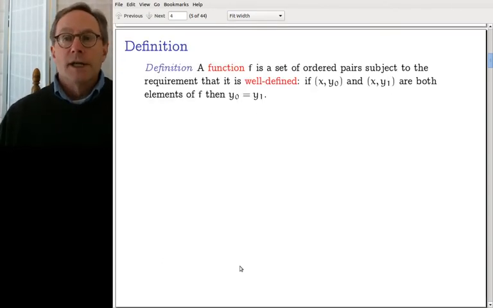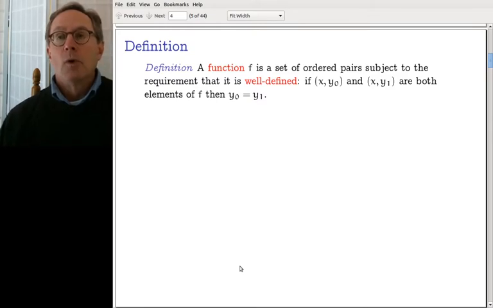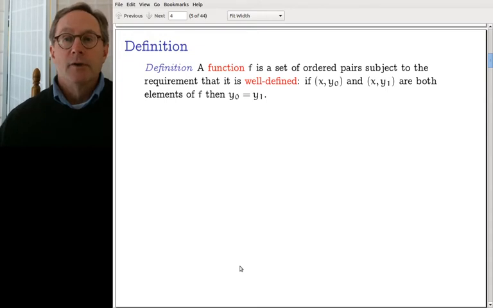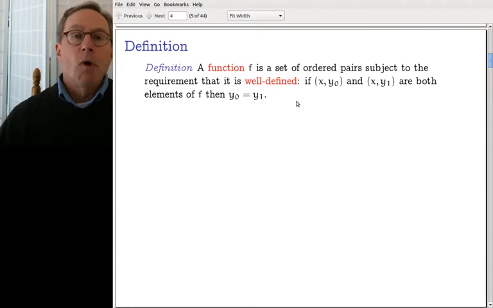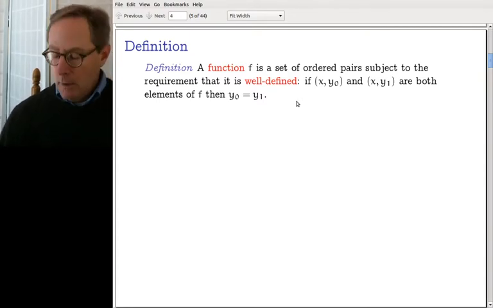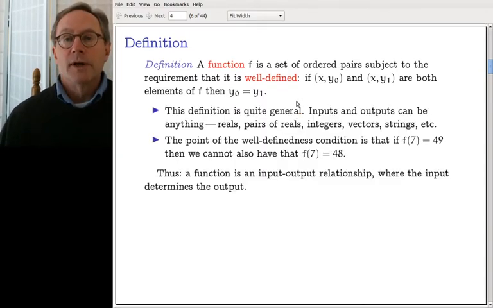So a function is a set of ordered pairs. It doesn't say a set of ordered pairs given by a formula. It says a set of ordered pairs, input, comma, output. Now, the ordered pairs are subject to a requirement, called well-definedness: if you have x for an input, and you write down x comma y0 and x comma y1, then y0 has to equal y1. In other words, the same input always has to give the same output. So a function is required to be well-defined.